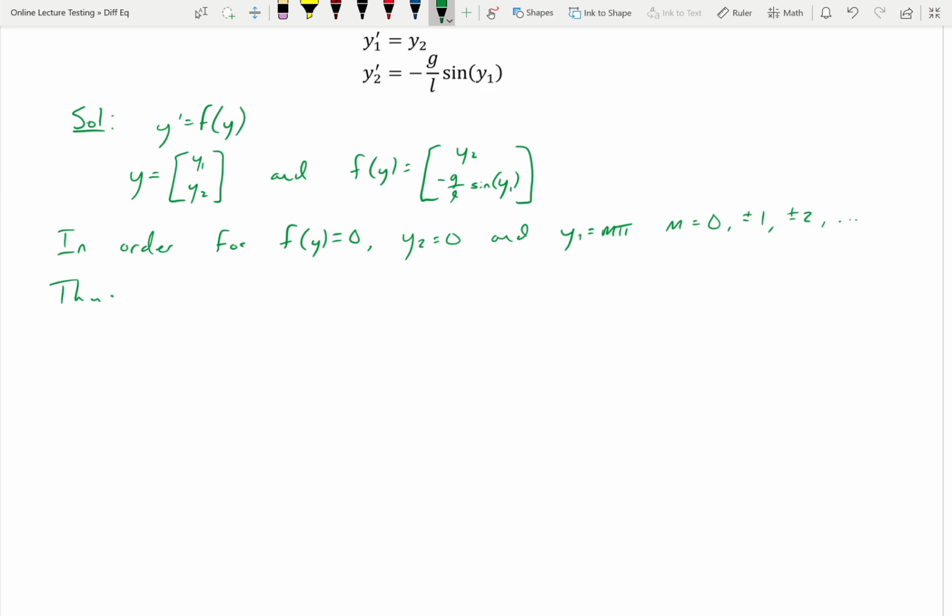Thus, the equilibrium solutions are y sub m of t is equal to m pi and 0. Again, y2 we wanted to be 0, and y1 we wanted to be some integer multiple of pi.